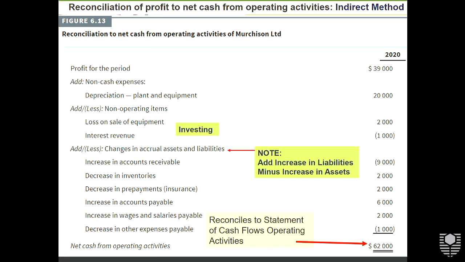So where were we? We were on the payables. So your accounts payable, there's a variance there. It's an increase. So we're going to add increases in our liability. So we're going to add that difference of 6,000 back.